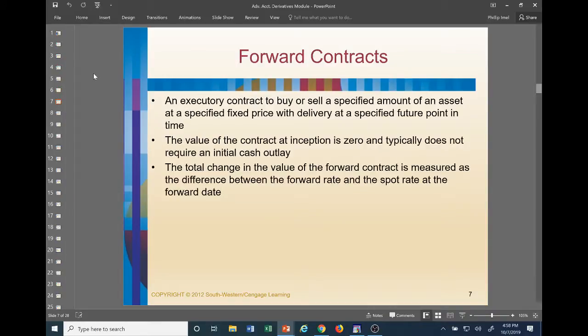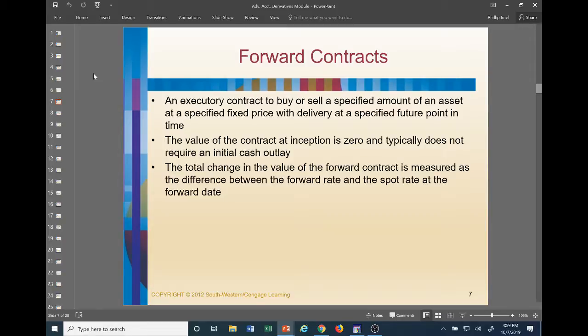So forward contracts. What is a forward contract? It's an executory contract to buy or sell a specified amount of an asset, such as a foreign currency, at a specified fixed price with delivery at a specified future point in time. The party that agrees to sell the asset is said to be in a short position, and the party that agrees to buy the asset is said to be in a long position. The specified fixed price in the contract is known as a forward price or a forward rate.